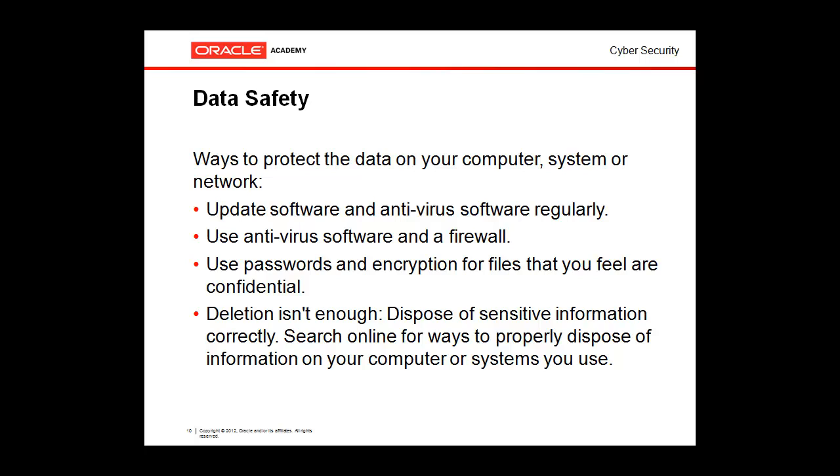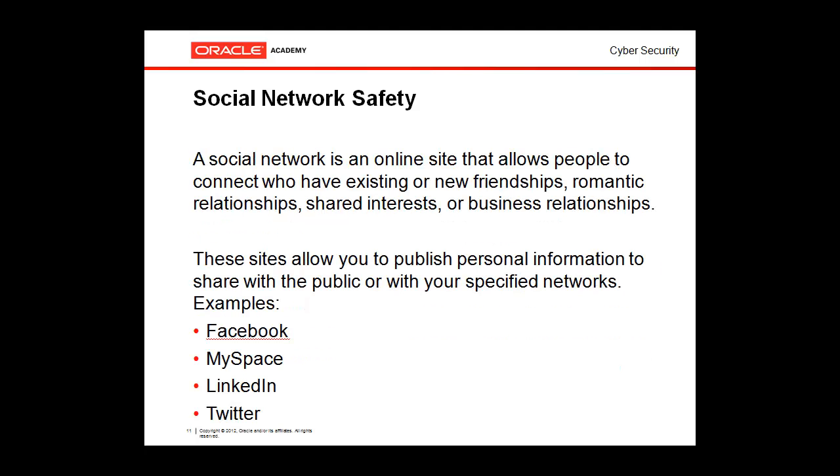Pressing the delete key isn't enough. Deleting files doesn't remove the data from your hard drive. You need to search online for ways to properly dispose of information on your computer.